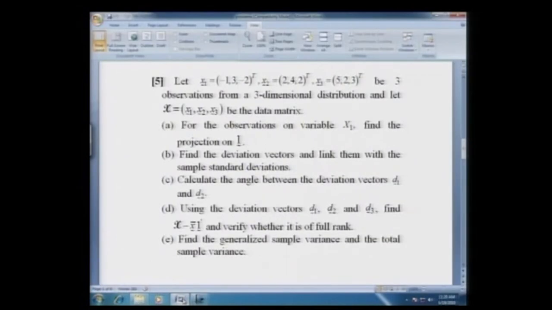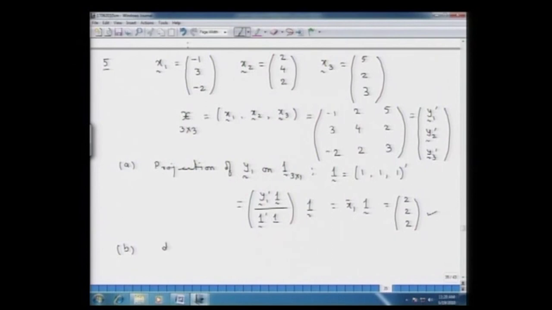Let us see what is the second part of the problem. Find the deviation vectors and link them with the sample standard deviations. So, what are we trying to find out? We are trying to find the deviation vectors d1, d2 and d3. What are these quantities? Now, what is this di? di is going to be given by yi minus xi bar times 1. So, it is basically calculating the deviation of each of the observations from the corresponding mean of the variable that is collected from the 3 observations.